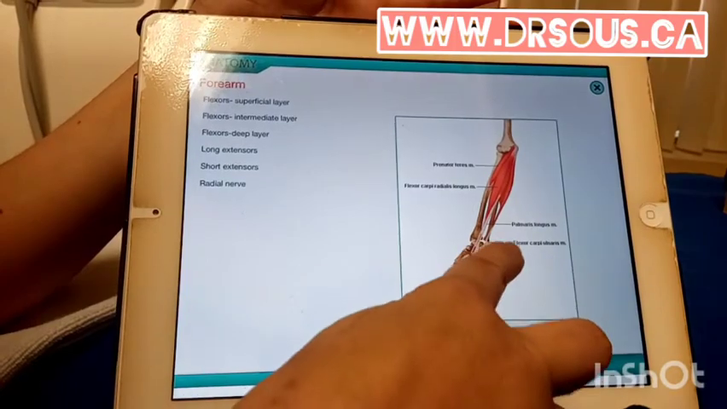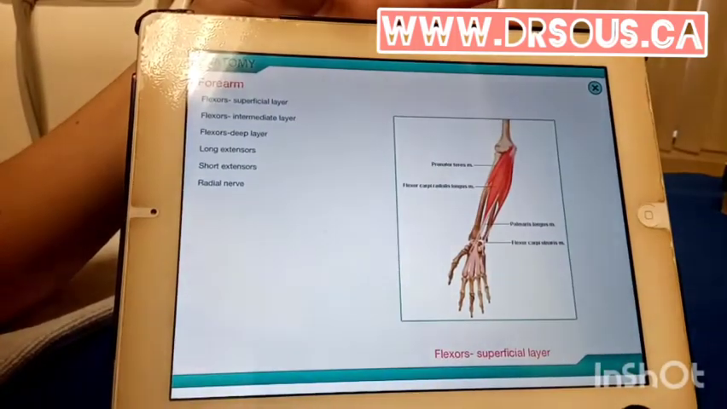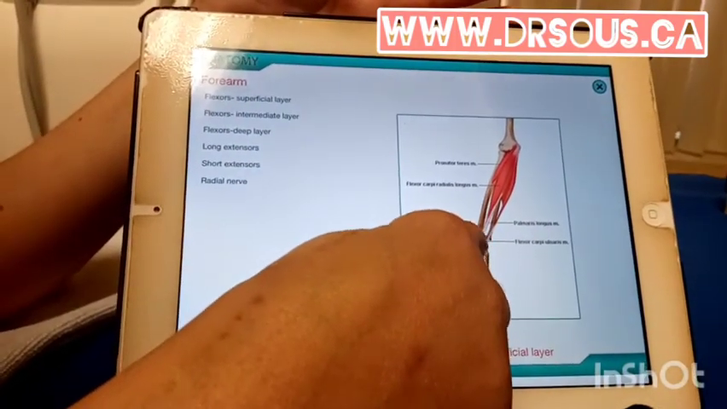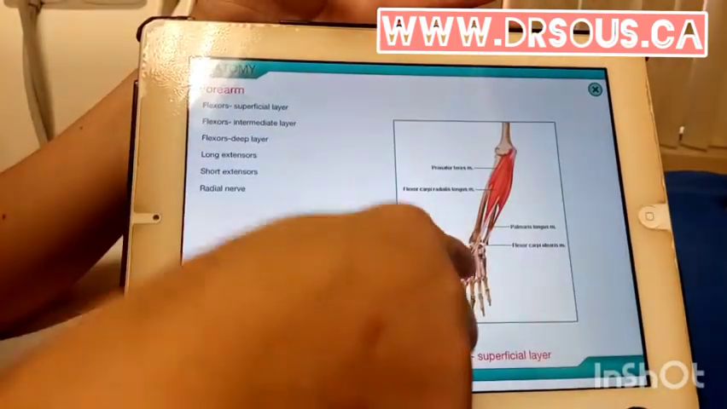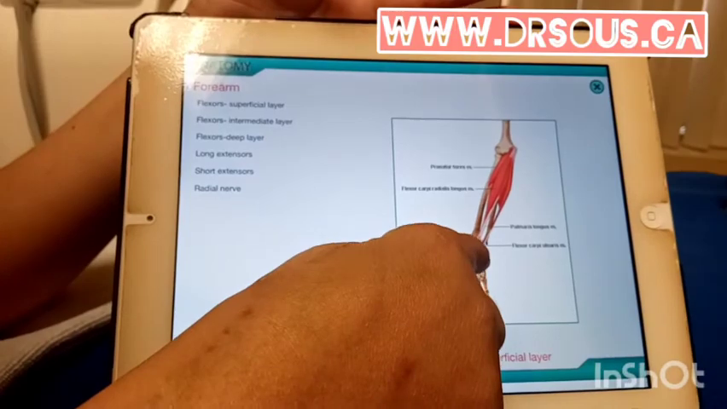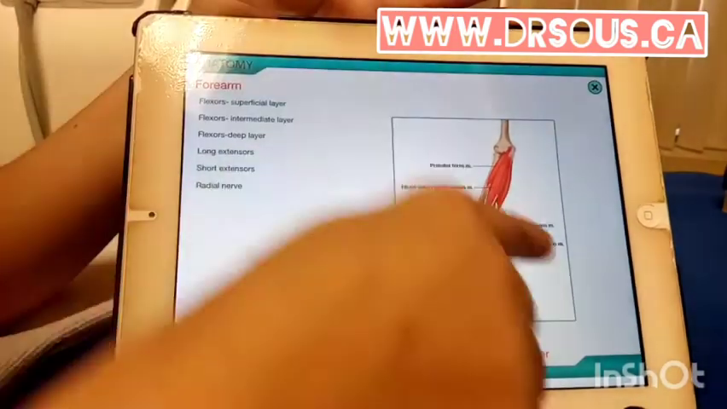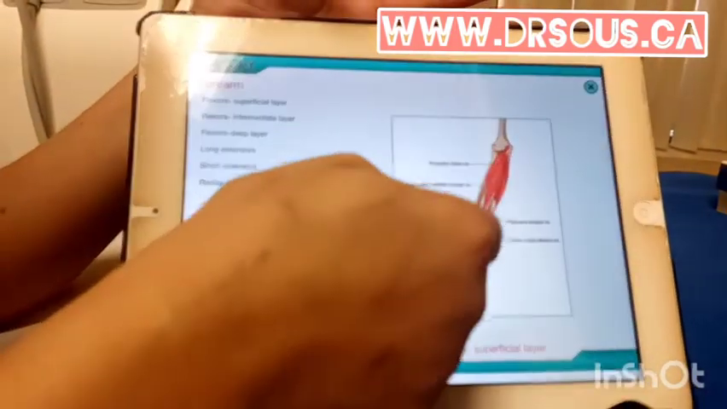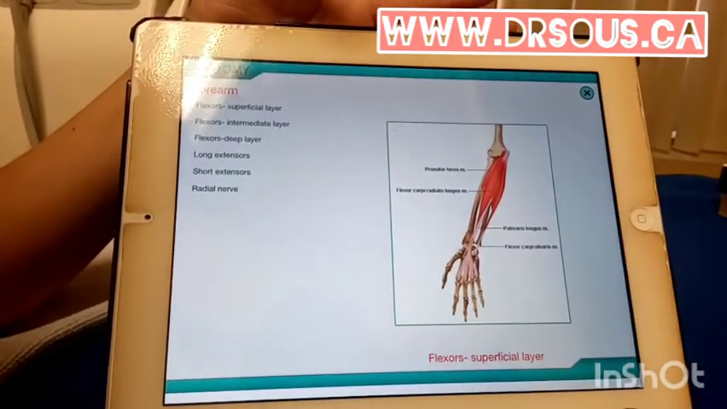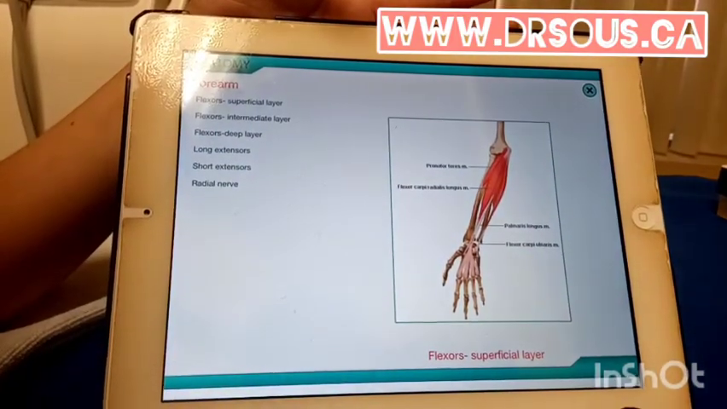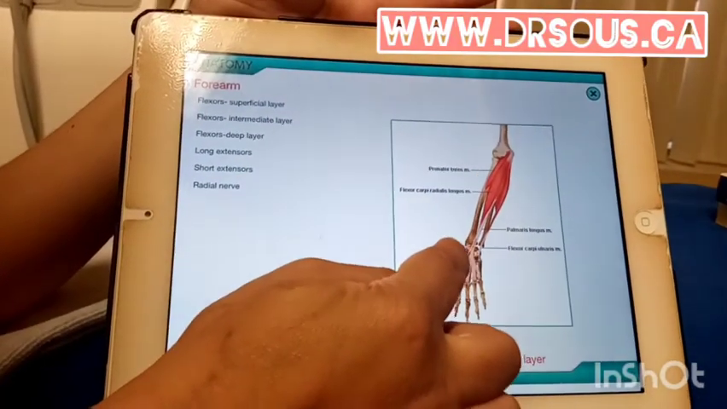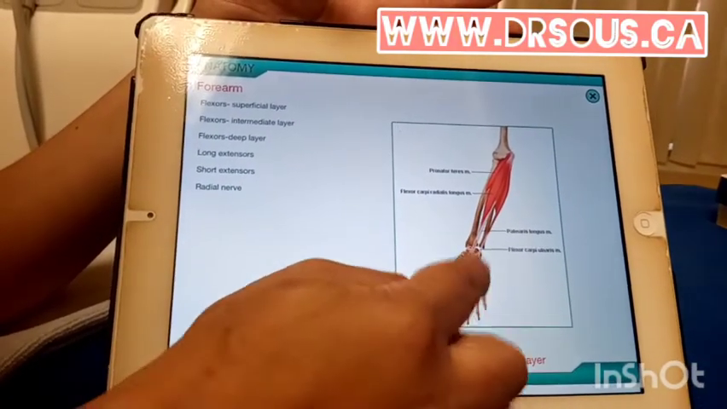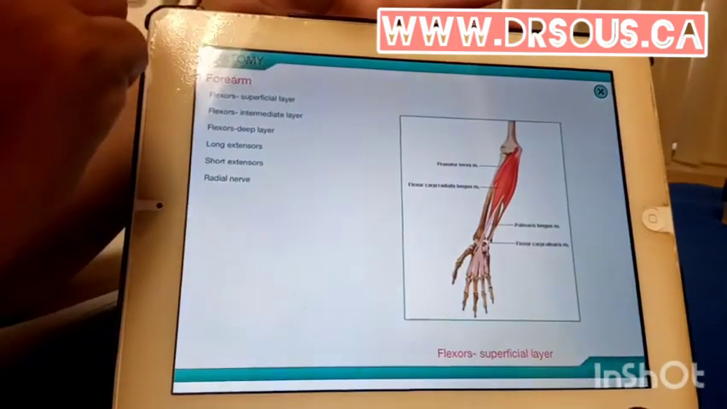Here we have the flexor carpi ulnaris, because it's the flexion of the wrist, and carpi because the insertion is in the carpal area, ulnaris because it's following the ulna. The palmaris longus is the muscle you can see that just goes to the palm area. Longus because you see it goes more distal.